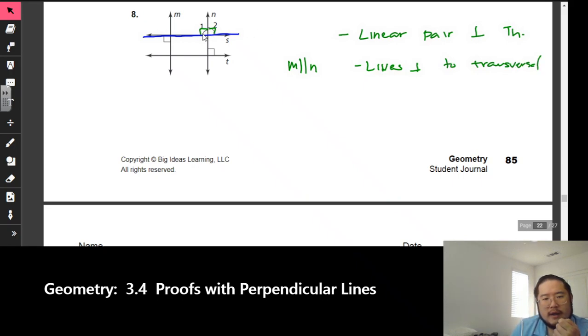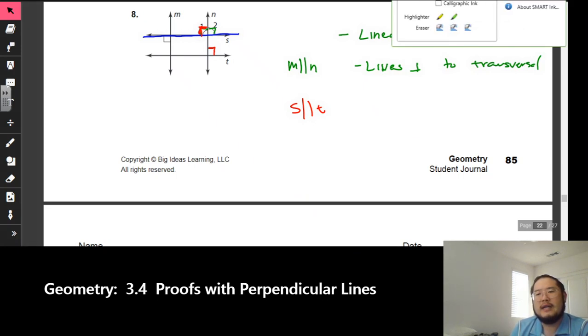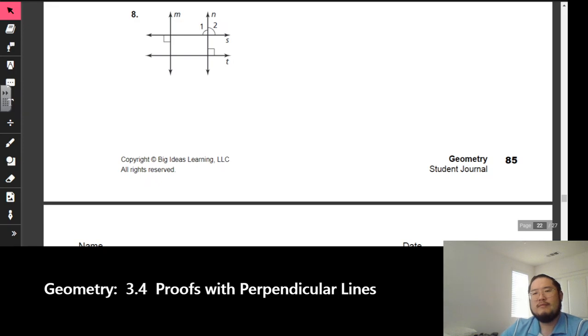Let's take a look right here. I've got this perpendicular, and line N is the transversal. So what that'll allow us to go ahead and say is that S is also parallel to T, and that is lines perpendicular to the transversal as well. And there you have it. We use these proofs to prove that we have ourselves perpendicular lines. And that right there is section 3.4.